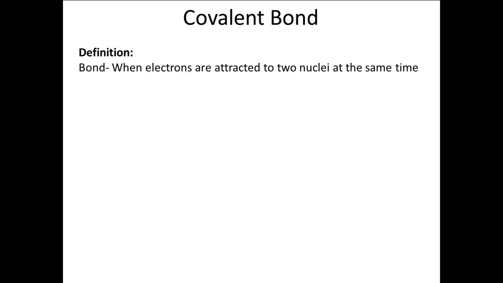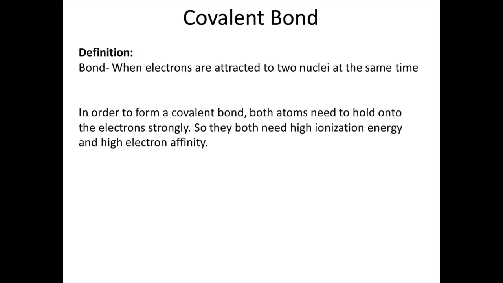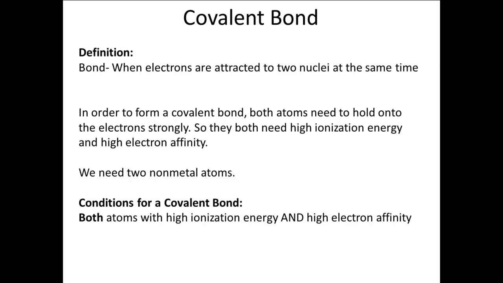So to form a covalent bond, we need two atoms that hold on to the electron strongly, that is, two nonmetals. So the conditions for forming a covalent bond are that both atoms have high ionization energy and high electron affinity.